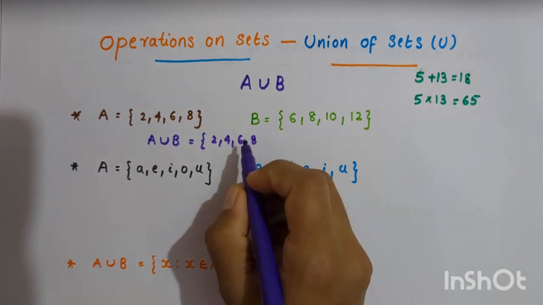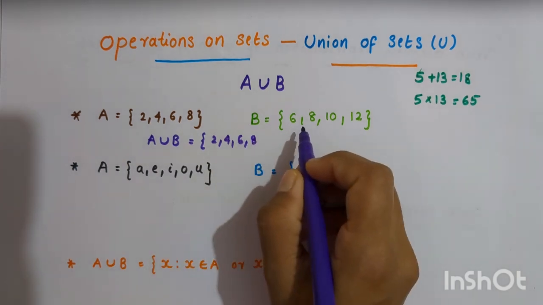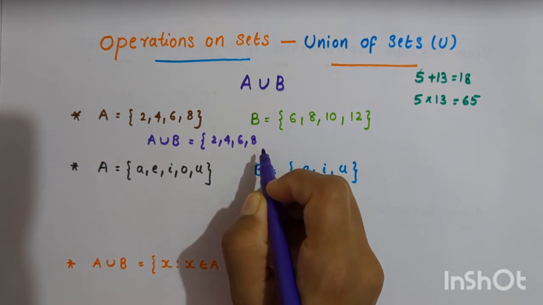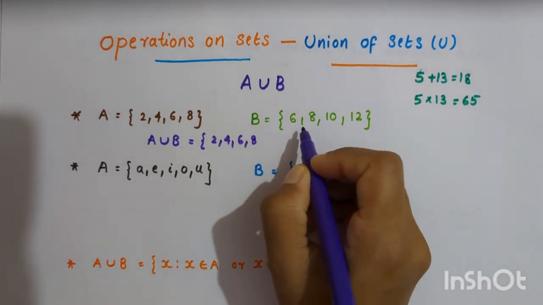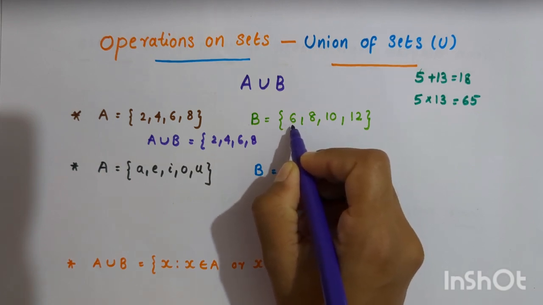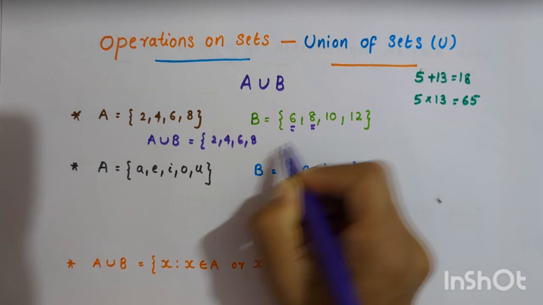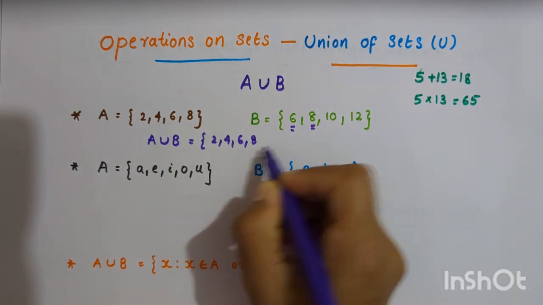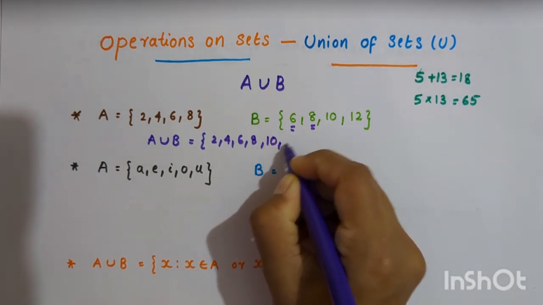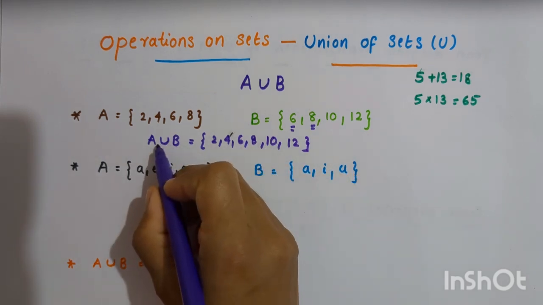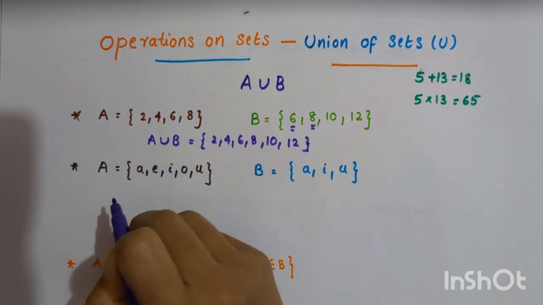And A union B consists of all the elements of B. So, all the elements of B also must be written here, but the common elements are taken only once. So, you see, when we consider the elements of set B, 6 is already written, so no need to write it again. 8 is already written, so no need to write it again. Now, we have 10, then 12. So, this is a new set which is equal to A union B.